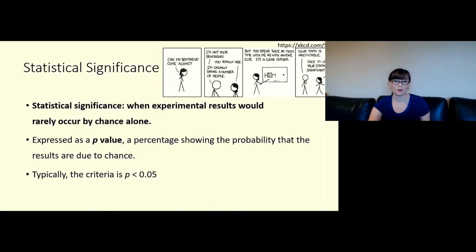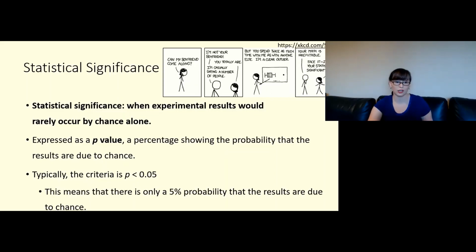And 5%, if we put that into decimal form, our criteria is that p should be less than 0.05. When p is less than 0.05, typically we're going to say our results are statistically significant. There's less than a 5% chance that our results are just due to randomness or chance. And so we are going to say that there's evidence to support our hypothesis. It's important to note that being statistically significant doesn't mean our results are important or meaningful. It just means that they would rarely occur due to chance.